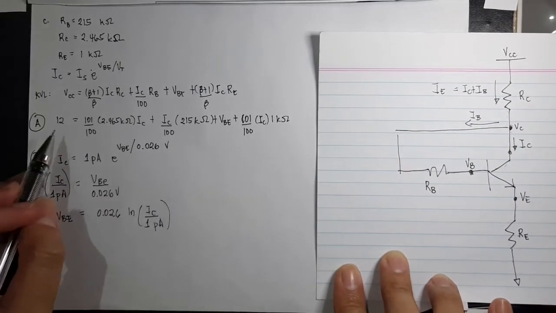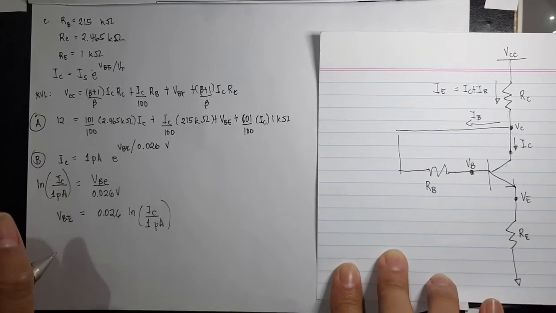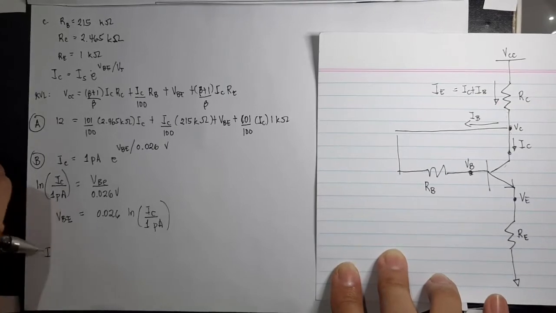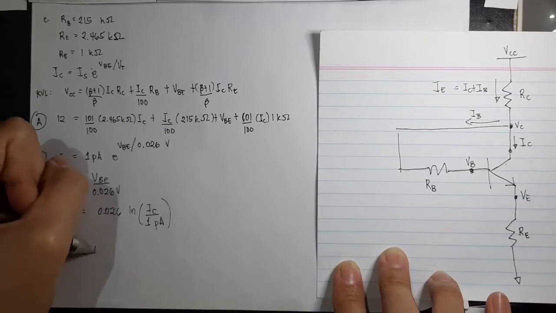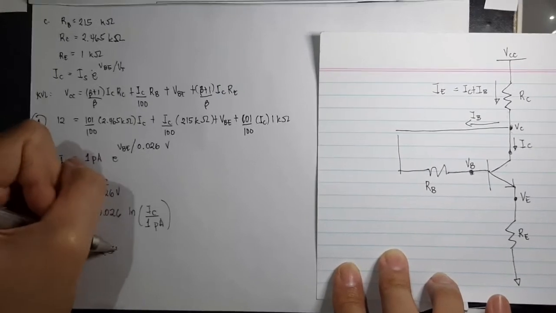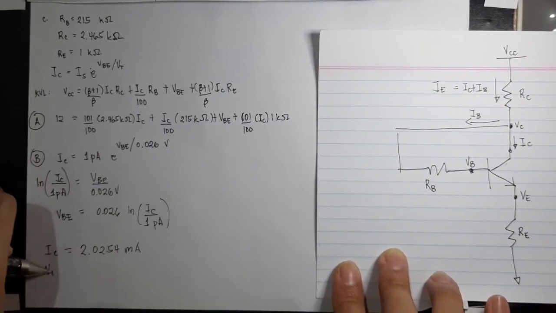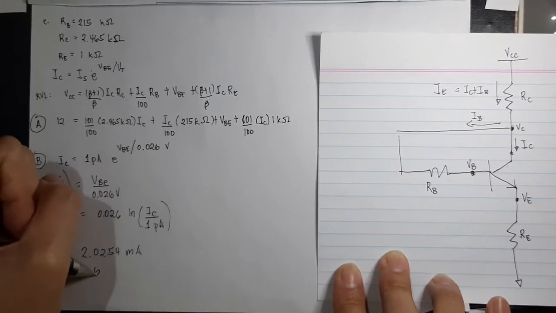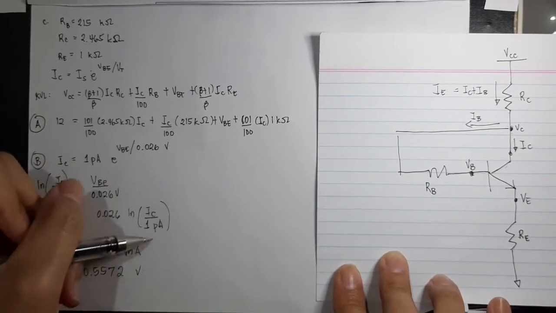And then using our calculator to solve for this expression, we can calculate the value of IC. IC equals 2.0254 milliamps. And VBE equals volts. Okay.